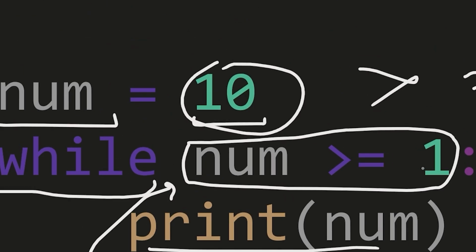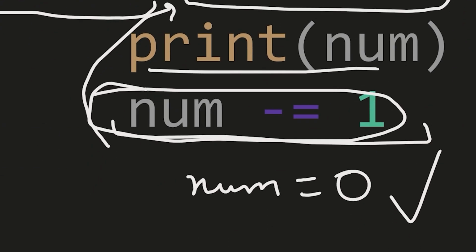When the value of num becomes 0, it will come over here and check the condition: 0 is greater than equal to 1. That is false now. Then the control will move out of this block. This is the simple dry run of this program.